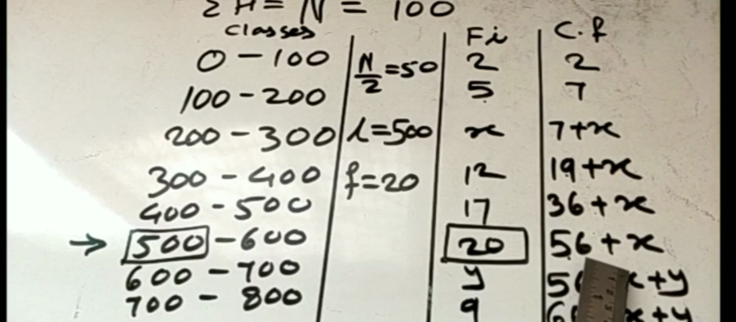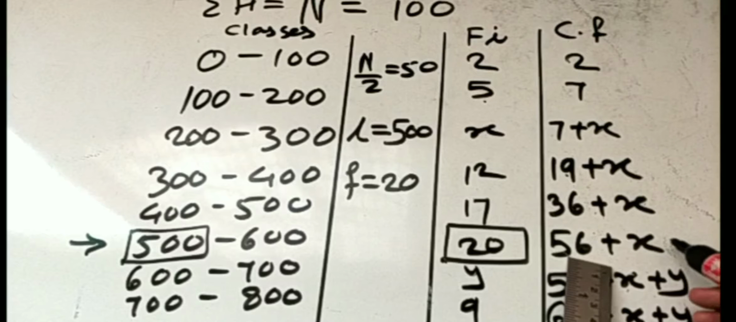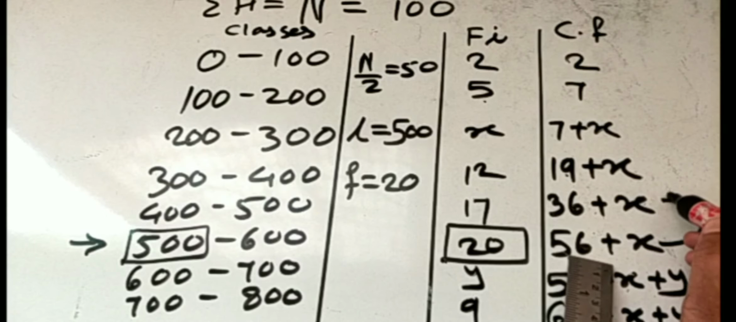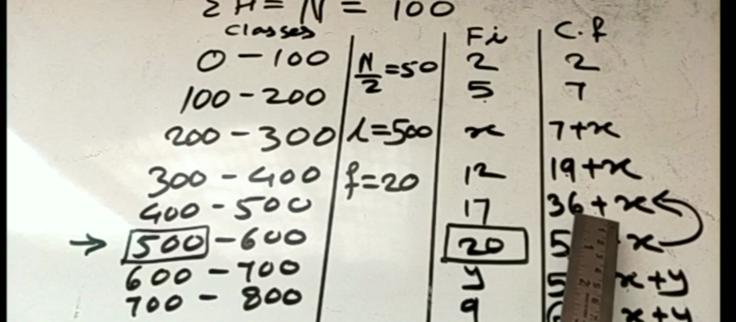The corresponding cumulative frequency of f is 56 plus x, right? We are now finding the cumulative frequency. The corresponding cumulative frequency of f is 56 plus x. And the preceding cumulative frequency of the corresponding cumulative frequency to f is 36 plus x. How do we find CF?